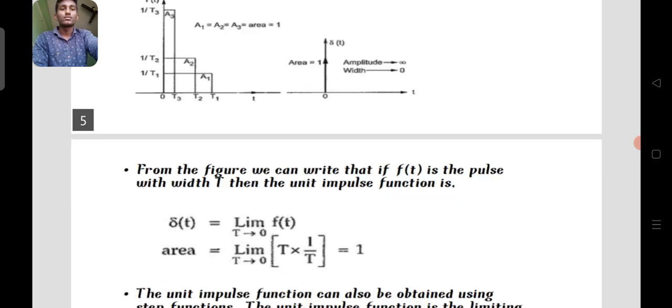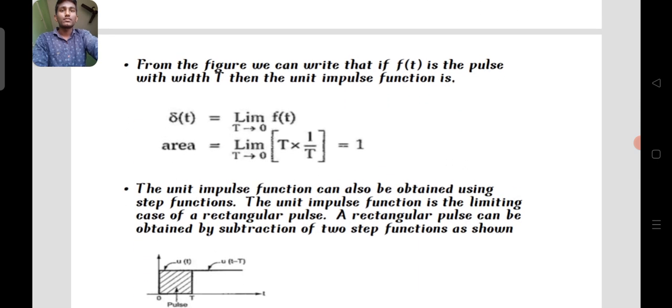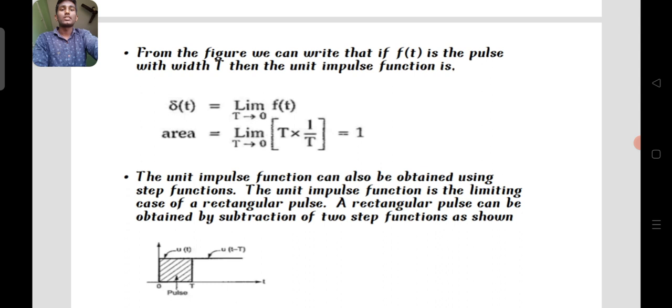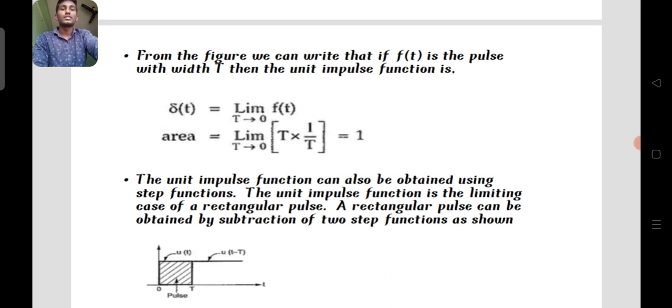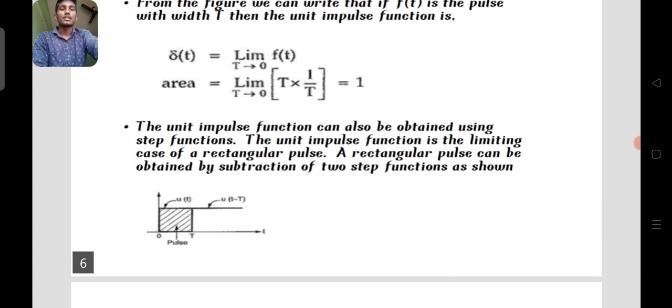From the figure we can write that if f of t is the pulse of width t, then the unit impulsive function delta of t equals the limit as t tends to 0 of f of t, which is the area, equal to limit t tends to 0 of t into 1 by t, equal to 1. Here f of t equals t into 1 by t, and the area is unity.